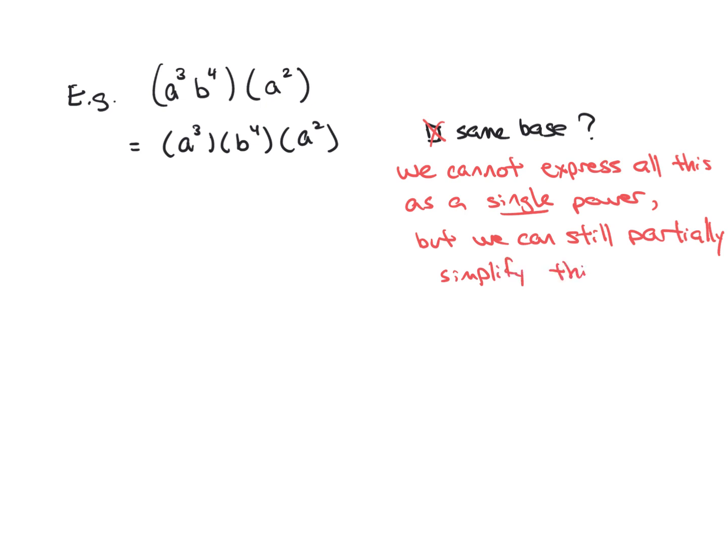So what I'm getting at is that we can combine the two powers that both have a base of a, so the first and the third power. The middle one, we can't do anything about that though. So what I'm going to do is rearrange this a little bit. I'm going to rewrite this so the a powers come first, and I'll put the b power last.